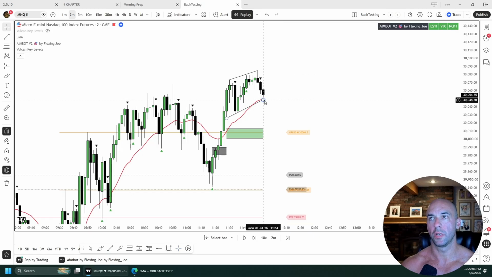And we're holding this here as support. That's what the buyers are telling you. The buyers have already told you they held a higher low, and now you're seeing that this area here is being defended, and the buyers have bought it back up.